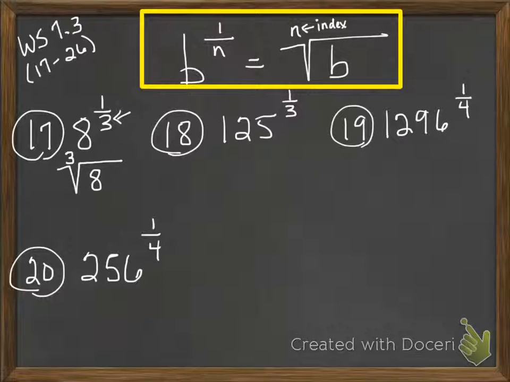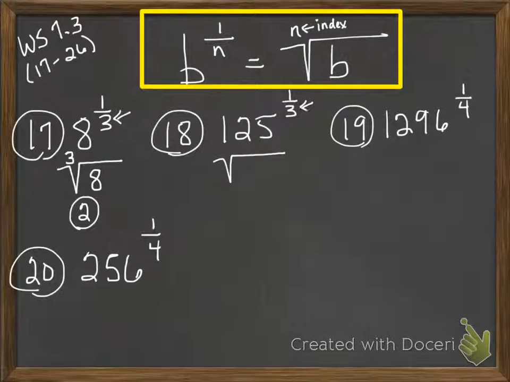And then if they're asking us to work this out, this problem says, what times itself 3 times is 8? And that answer would be 2. That's one of the numbers that we're going to try to memorize. Okay, 2 times 2 times 2 is 8. Example 18, we're going to write a little radical symbol.